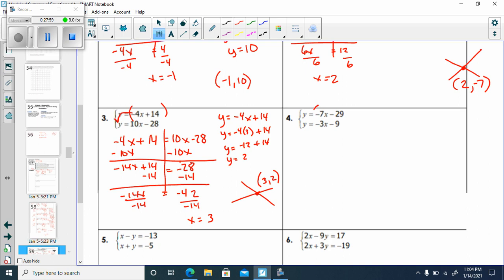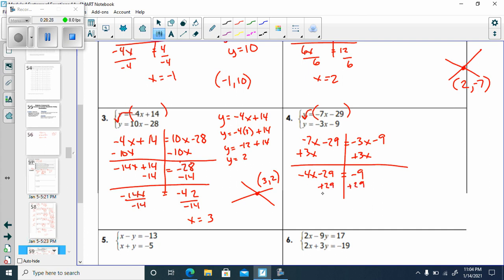And then on this one, does it say x is equal to or y is equal to? It does, so I can use substitution on this one. Let's plug that in there. Negative 7x minus 29 is equal to negative 3x minus 9. Crossing that equal sign, I'm adding 3x to both sides. And I've got negative 4x minus 29 is equal to negative 9. Let's add 29 to both sides. Now I've got negative 4x is equal to 20. Divide both sides by negative 4. X is equal to negative 5.